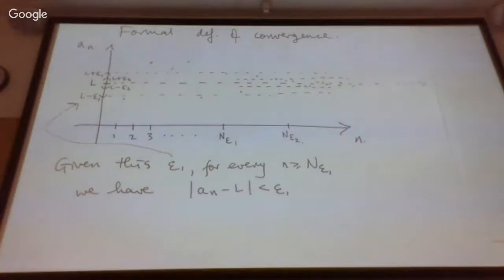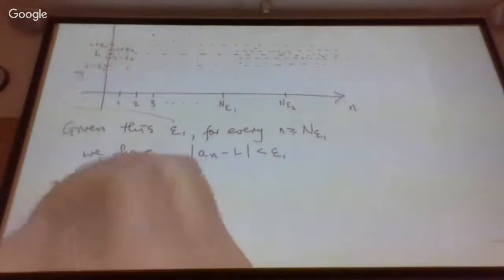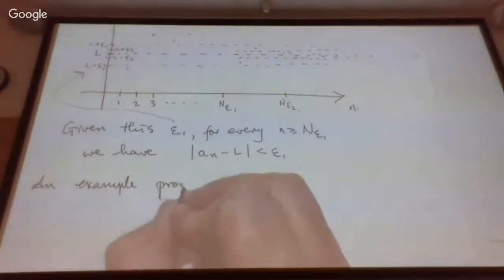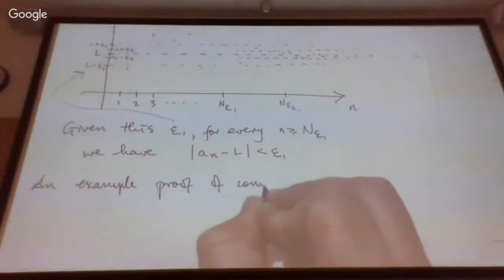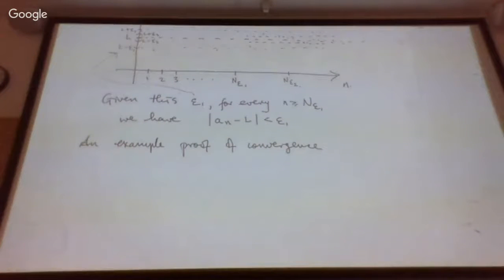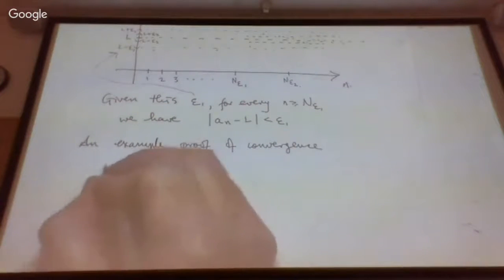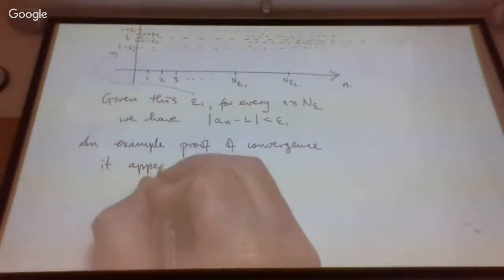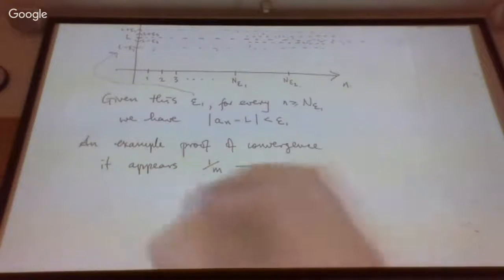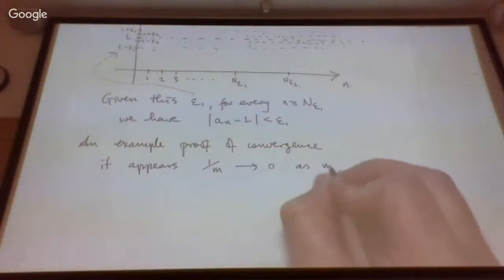So let's go back to that first example of a convergent sequence, and let's prove that it is convergent to 0 using this formal definition. So this is an example proof of convergence. The sequence we're talking about is 1 over n. So it appears that 1 over n converges to 0 as n converges to infinity.